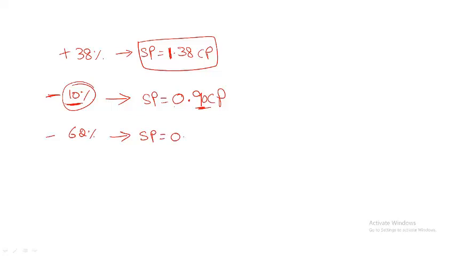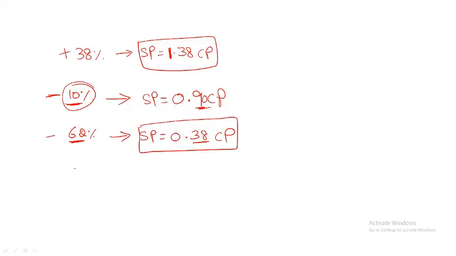Selling price is equal to 0 point. Now this value, what do I need to write here? 62. What value do I need to write to make it 100? 100 minus 62 is 38. So 0.38 times of cost price. So when the loss is 62%, the relation between selling price and cost price is selling price is equal to 0.38 times of cost price.